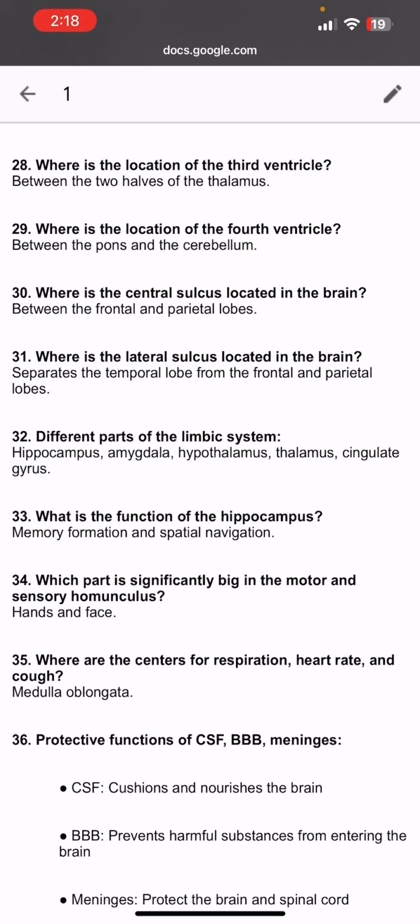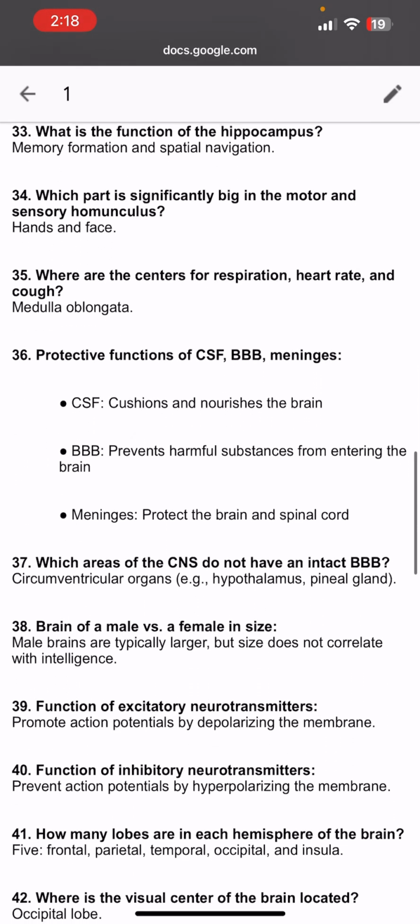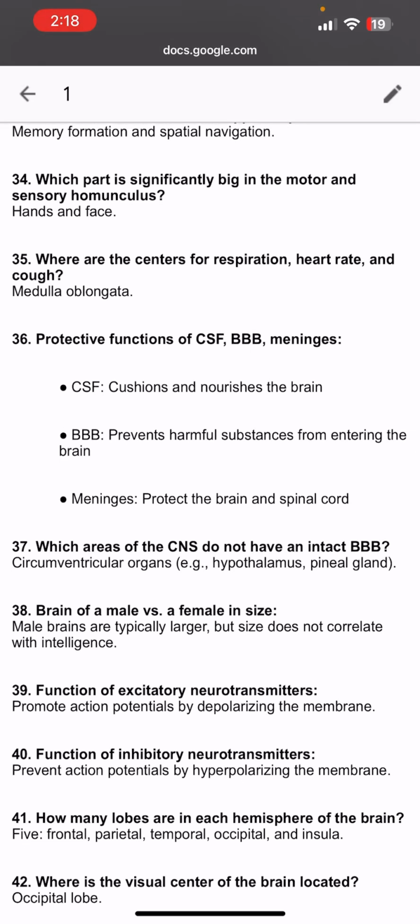Different parts of the limbic system: hippocampus, amygdala, hypothalamus, thalamus, cingulate gyrus. What is the function of the hippocampus? Memory formation and spatial navigation. Which parts are significantly big in the motor and sensory homunculus? Hands and face. Where are the centers for respiration, heart rate, and cough? Medulla oblongata.